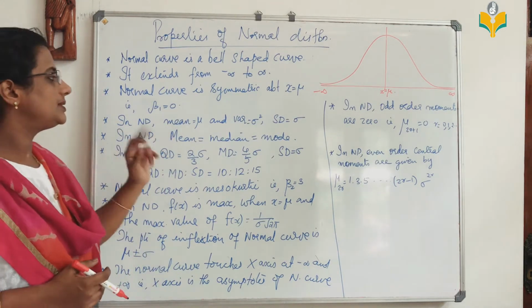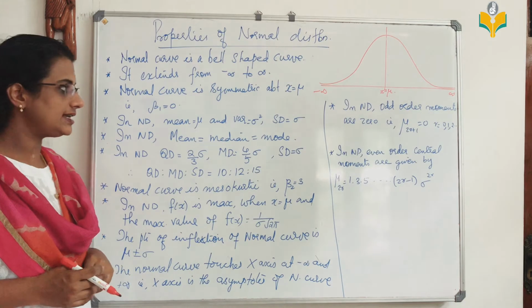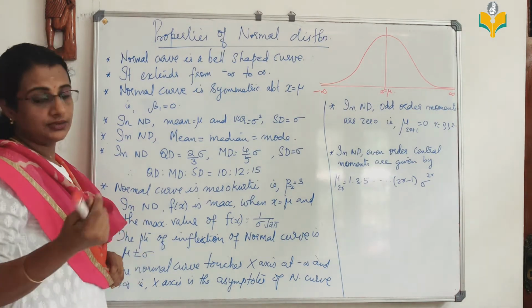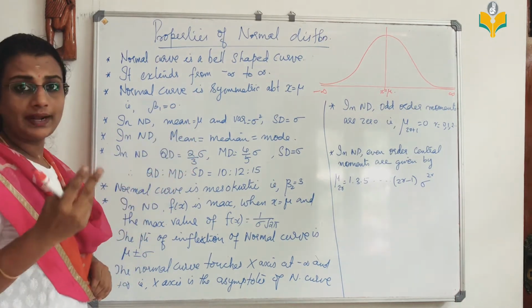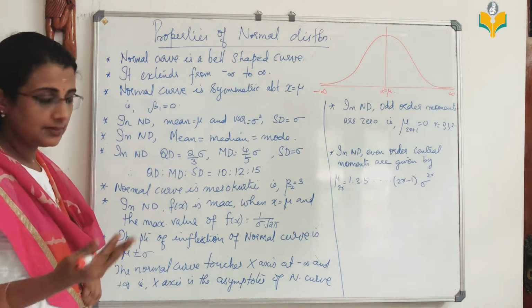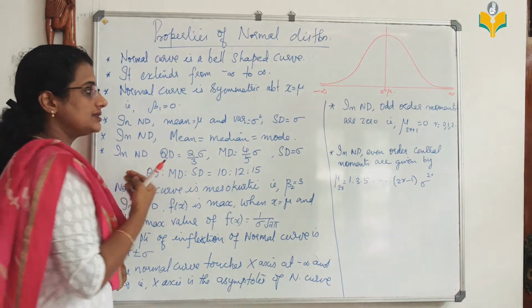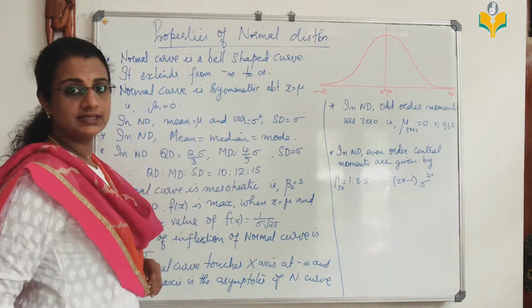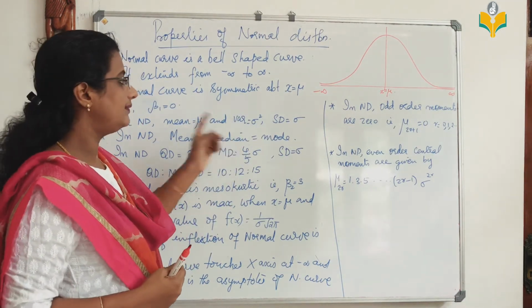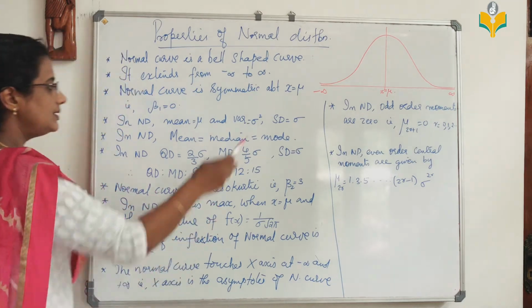In normal distribution, mean equal to mu and variance equal to sigma square. Meaning, as you know, there are two parameters of normal distribution, mu and sigma. Mu itself is the mean of the normal distribution and variance equal to sigma square. And obviously standard deviation is the square root of variance. So standard deviation is equal to sigma.